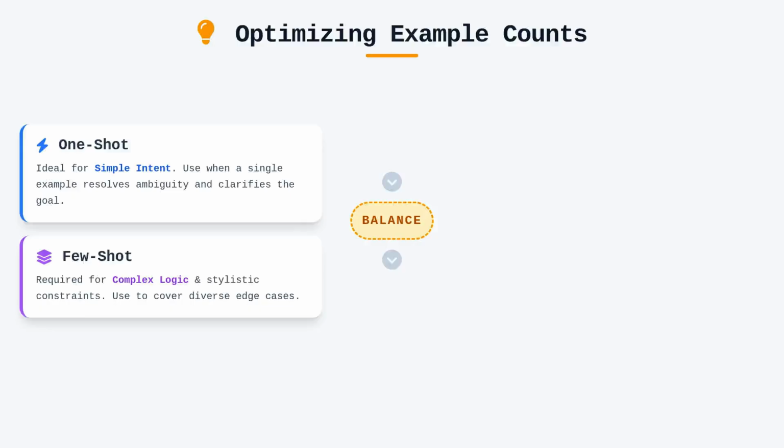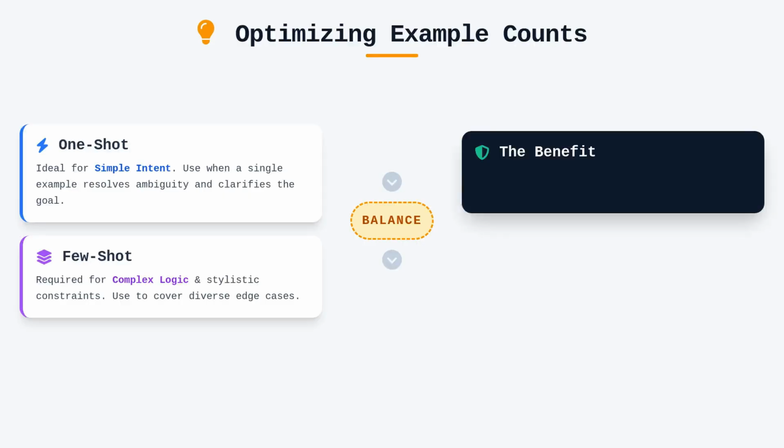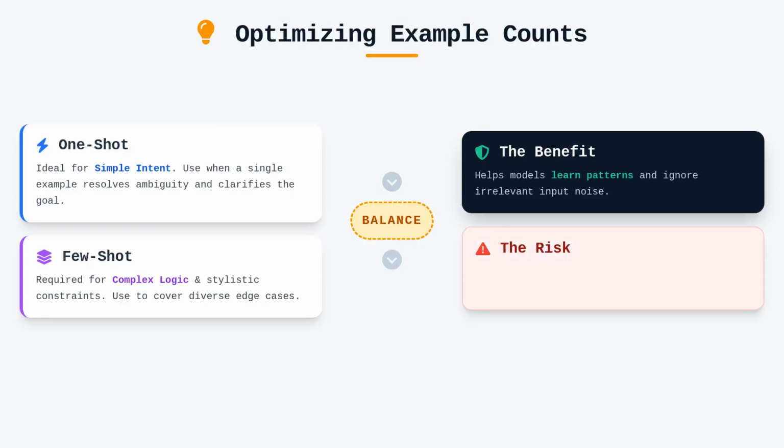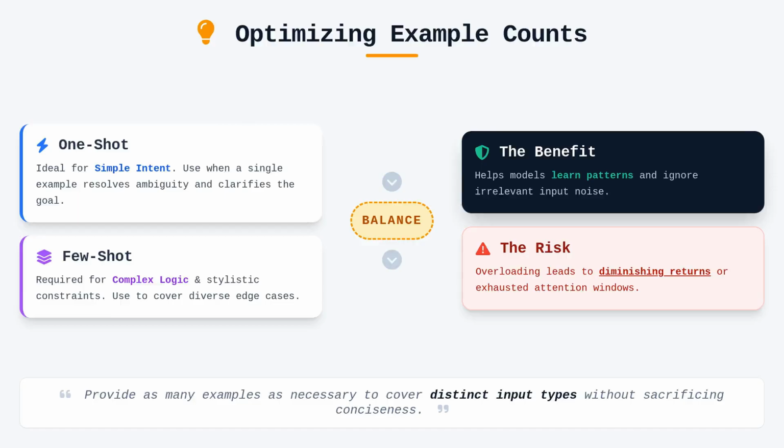You should aim to provide as many examples as necessary to cover the distinct types of inputs the model is likely to encounter during the task's execution. If the task is nuanced, more exemplars allow the model to learn the pattern and, crucially, ignore irrelevant variations in the input data. Overloading the prompt with dozens of examples can reach a point of diminishing returns or exhaust the model's attention. So you must find a balance where the pattern is clear, but the instructions remain concise.